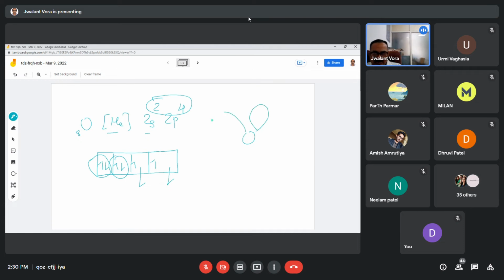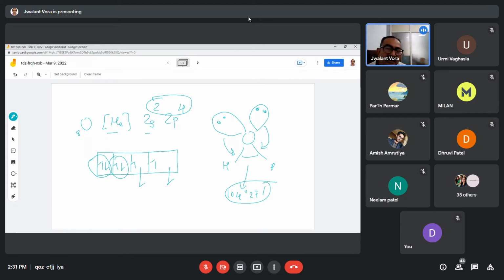Two lone pairs, they are occupying more space. So further squeezing will be there on both the sides. So this bond angle further decreases to 104 degrees 27 minutes. So this is the outcome of the VSEPR theory.